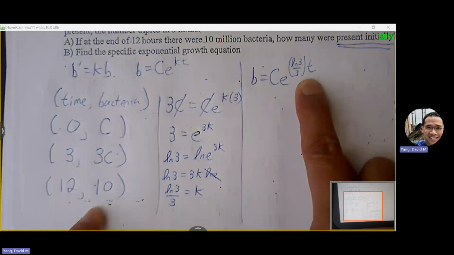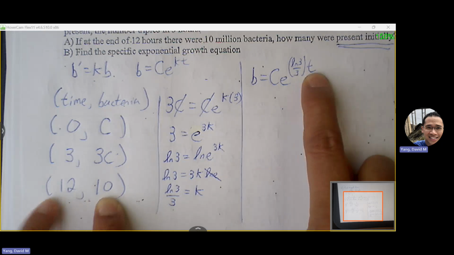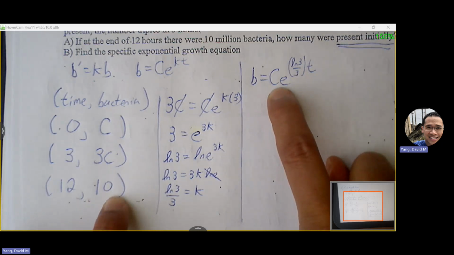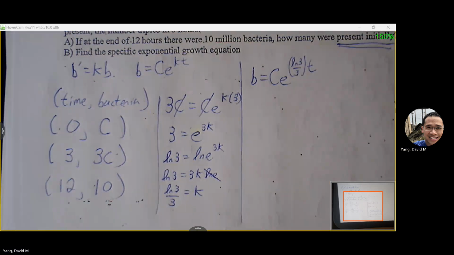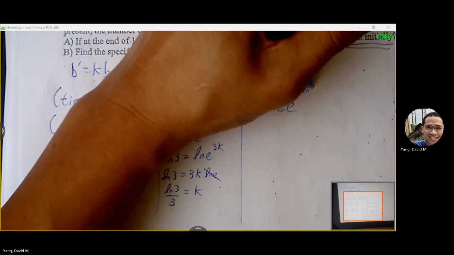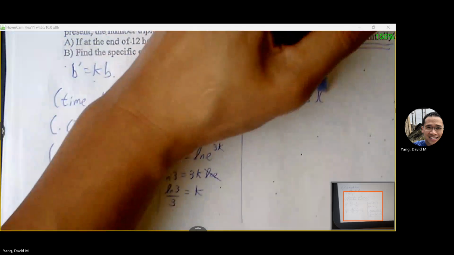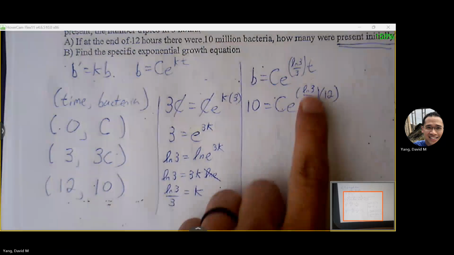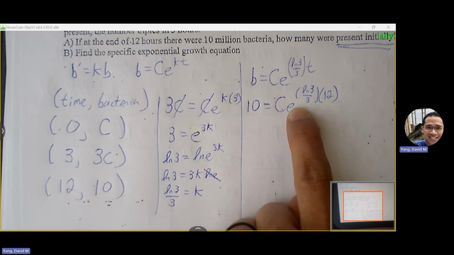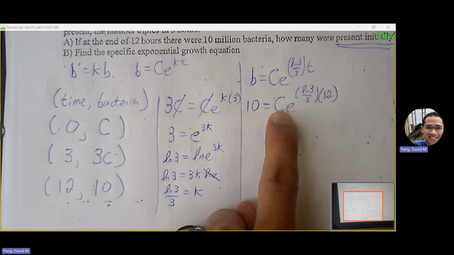So I'm going to move on to my third order pair. And hopefully this will help me solve for C. It should, because my K has been resolved. I'll plug 12 in for time. I'll plug 10 in for B. And that should allow me to isolate C and solve for C. This is just one big number, right? Well, it's just some number. E to the natural log of 3 times 12, whatever that number is, we divide it over to the other side to solve for C.